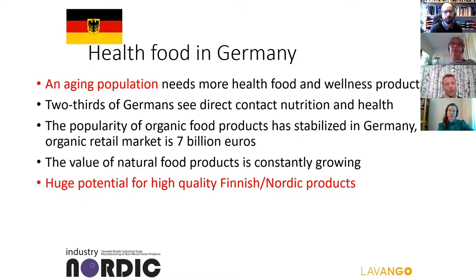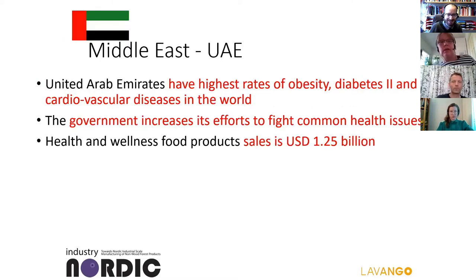Some examples from global demand, and this case is from Germany. There is an aging population which needs more health food and wellness products, and the value of natural products is constantly growing. So there is a huge potential for high quality Finnish or Nordic products. In the United Arab Emirates, they have the highest rates of obesity, diabetes 2, and cardiovascular diseases in the world. And the government has increased its efforts to fight common health diseases. So the health and wellness food product sales were something like $1.25 billion some years ago.